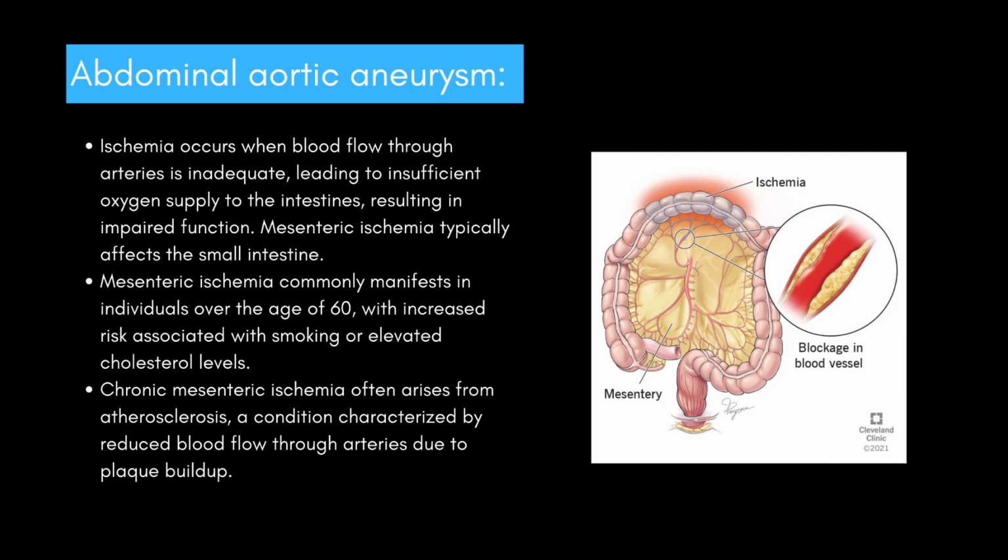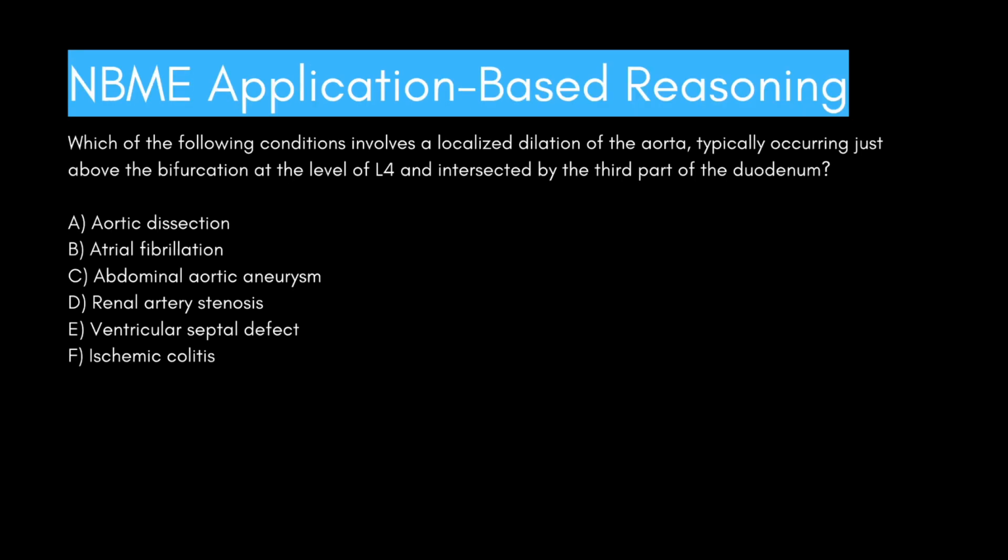That will do it for the content today. Let's go ahead and take a look at some questions. Which of the following conditions involves a localized dilation of the aorta, typically occurring just above the bifurcation at the level of L4 and intersected by the third part of the duodenum?